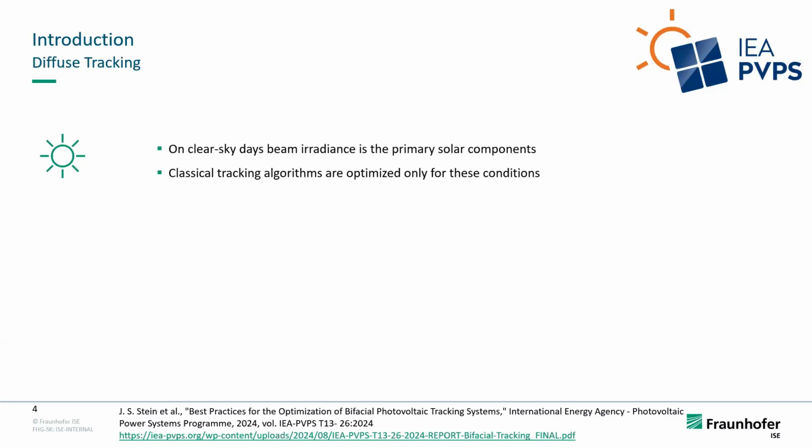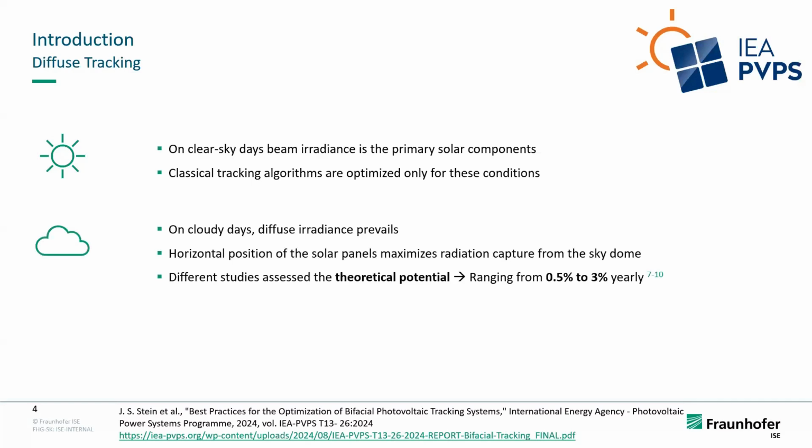Traditional tracking algorithms are optimized for clear sky days, so when direct irradiation is the prevalent component of irradiation. However, if we have overcast conditions, so a majority of diffuse irradiation, then classical tracking algorithms do not work properly, or they do not perform at best anymore, because the position that maximizes the radiation capture from the sky dome is the horizontal position.